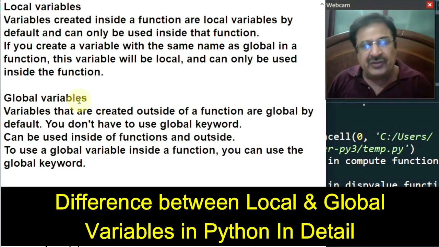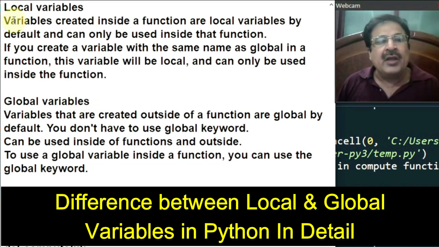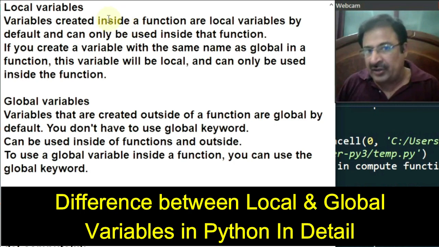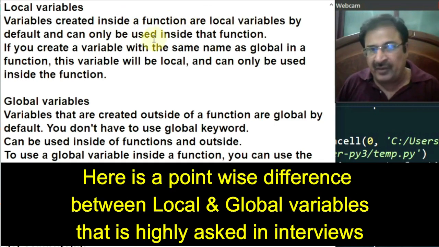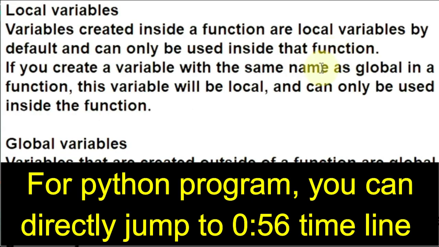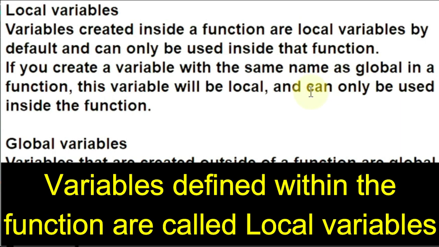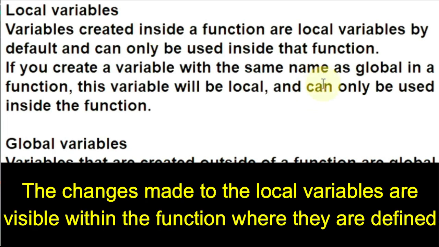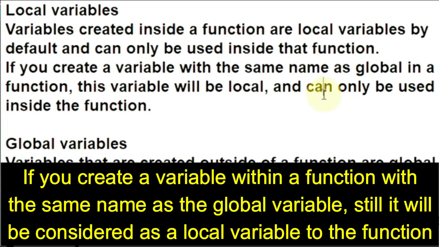So these are the points which will define local and global variables. If a variable is defined or created inside a function, they are local variables, and the changes made to that variable are confined to that function only. Now see, this is the main point. If you are defining a variable with the same name as a global variable, still it will be known as a local variable within a function. So the name doesn't matter. If it is redefined in a function, it will be called a local variable, whether the same variable exists as a global variable or not.